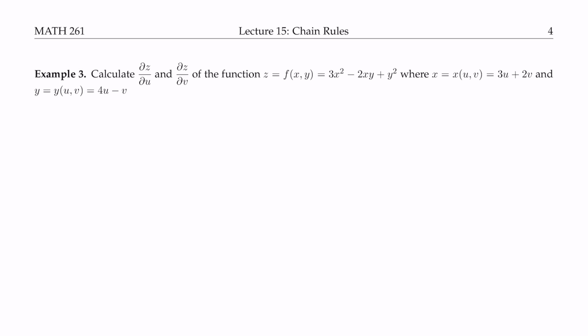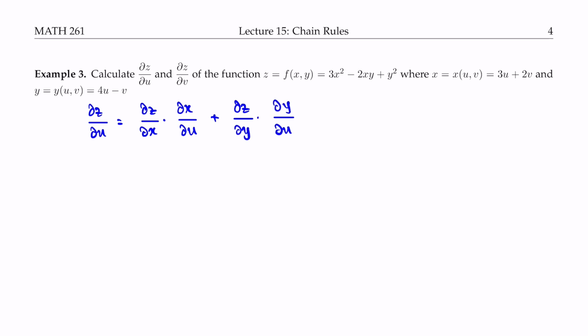respect to v, for z is a function of the form 3x squared minus 2xy plus y squared, where x is a function depending on u and v, that is 3u plus 2v, and y is also a function dependent on u and v, that is equal to 4u minus v. So we're going to find partial z, partial u, and that is equal to partial z, partial x, times partial x, partial u, plus partial z, partial y, times partial y, partial u.